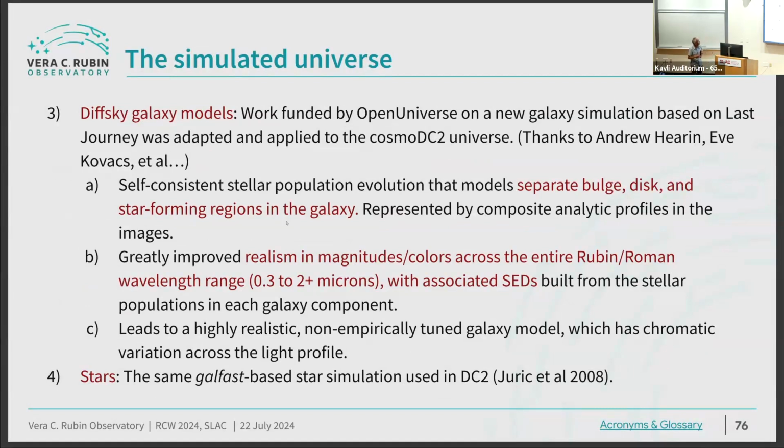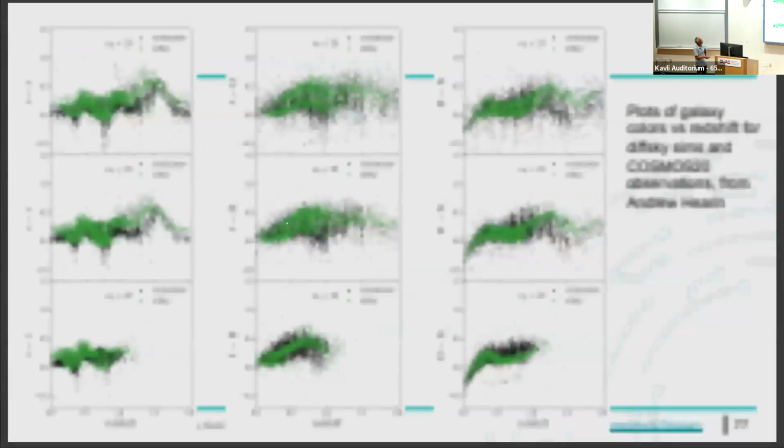And there's some thanks to Andrew Hearin and Nick Kovacs and their collaborators for putting this together on short notice for the simulation. These entailed using self-consistent stellar population models in the bulge, disk, and star forming regions, and also entailed greatly improved realism in the SEDs to give us realistic colors and magnitudes across the entire Roman and Rubin wavelength ranges. And so the hope is that the improvements of these will lead to data sets which can be used to improve photo-z algorithms. And for the stars, we use the same GalFast-based star simulation that we used before.